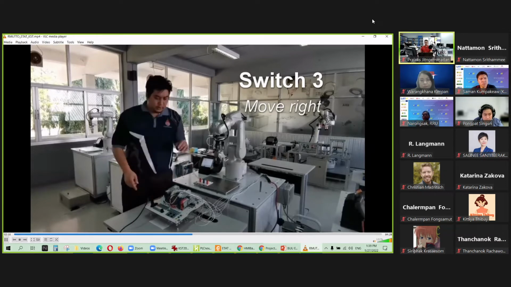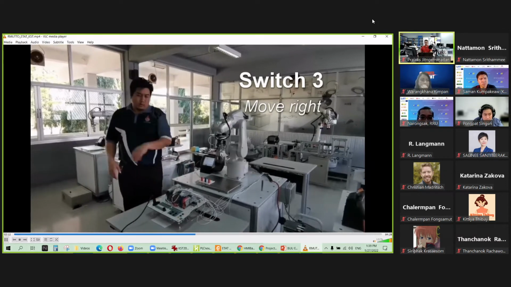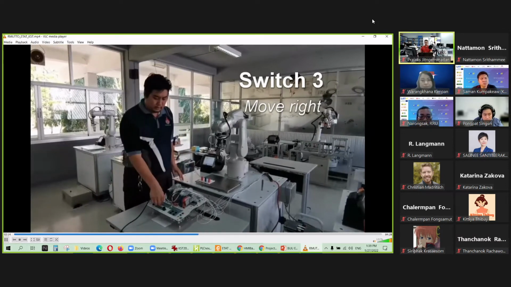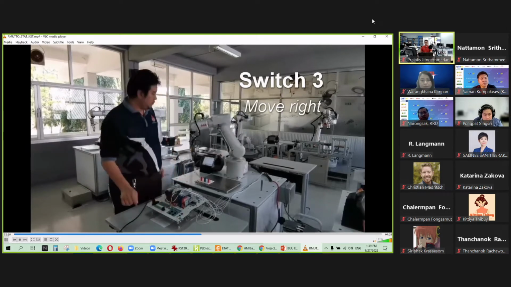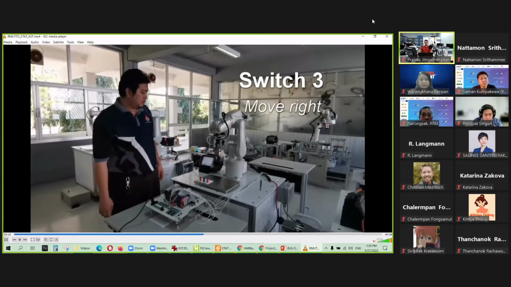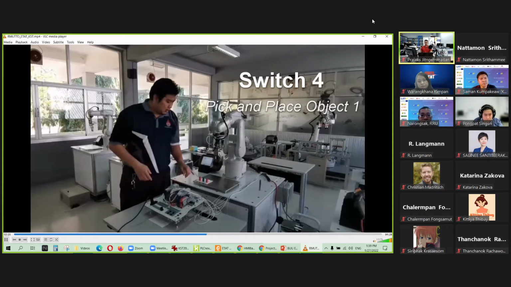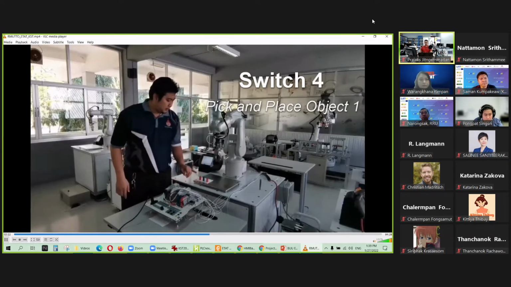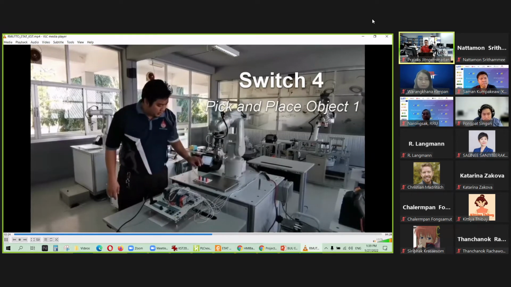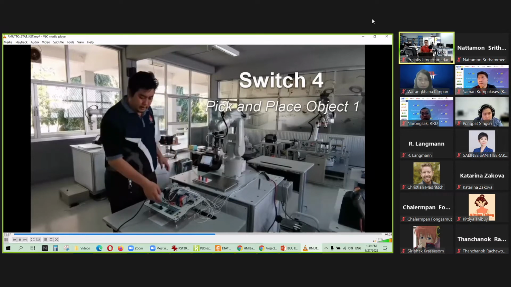Switch 3 is used to command the robot to move right. And 4, 5, 6 to pick object 1, object 2, object 3.